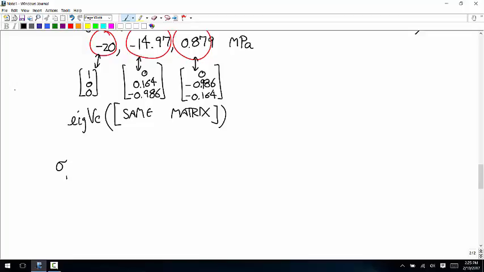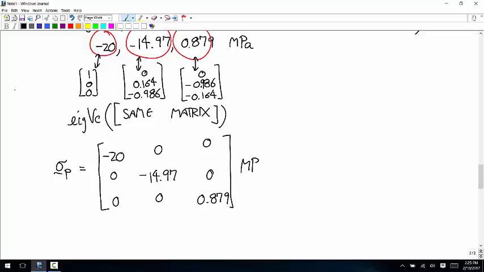I'm going to say the principal stress tensor is, I'm just going to put them right in order, negative 20, negative 14.97, 0.879. And that means that 1, 0, 0, or its negative, is going to be my new x-axis. My new y-axis is going to be this one or its negative. My new z-axis is going to be this one or its negative.